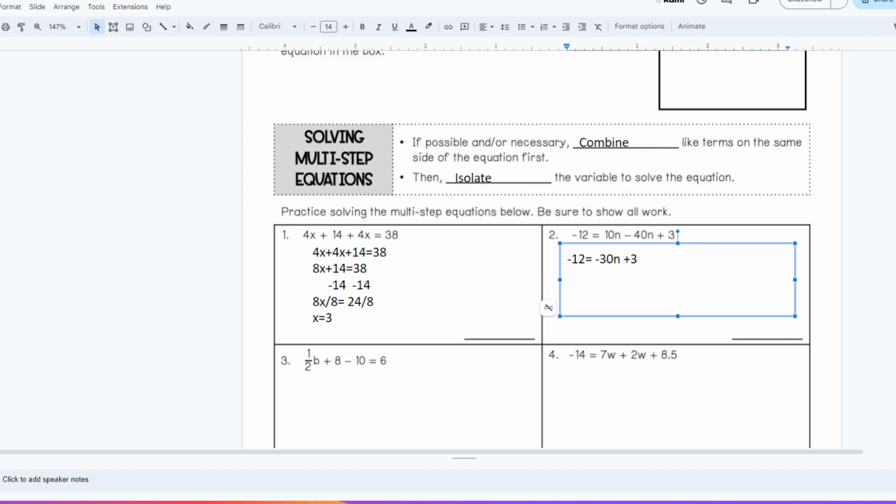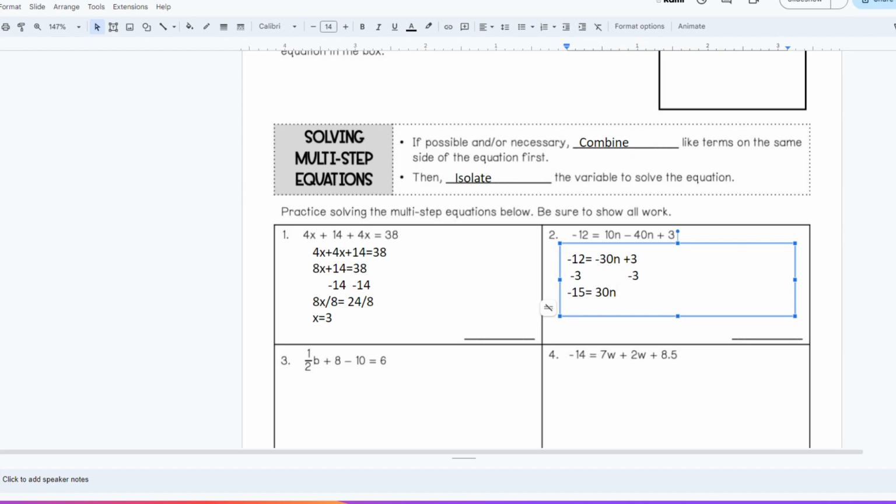Now that we have it multi-step, now that we combined like terms, we can isolate the variable by getting rid of the constant. So I see a plus 3. I'm going to minus 3, minus 3. And I get negative 15 equals negative 30n.